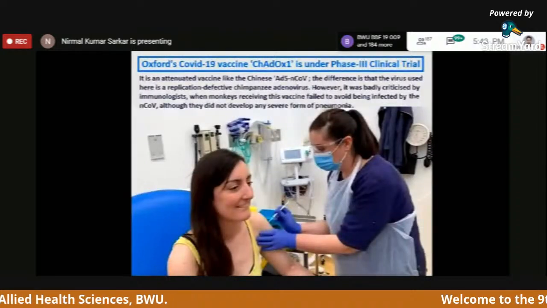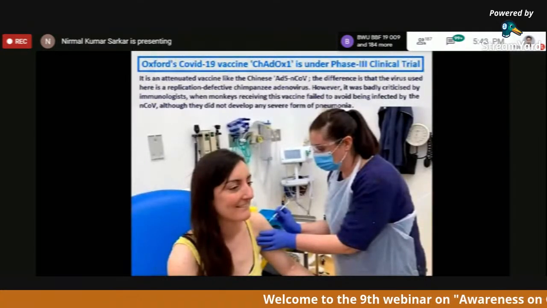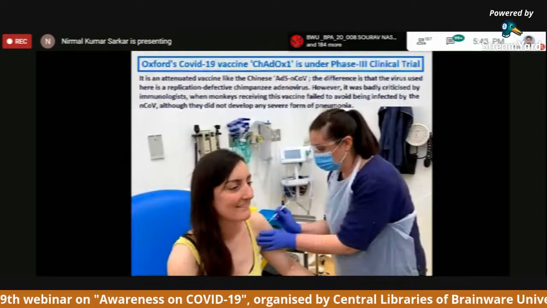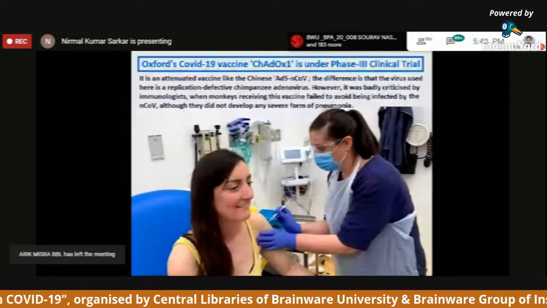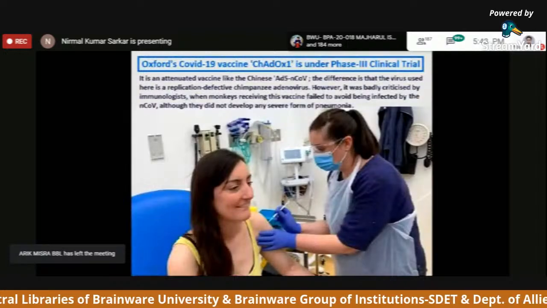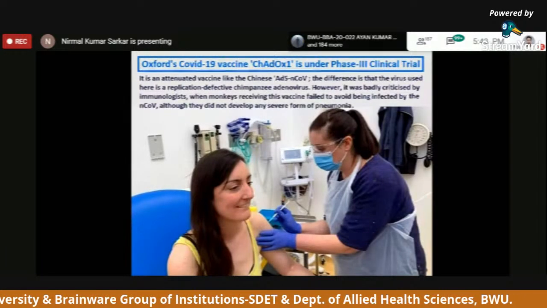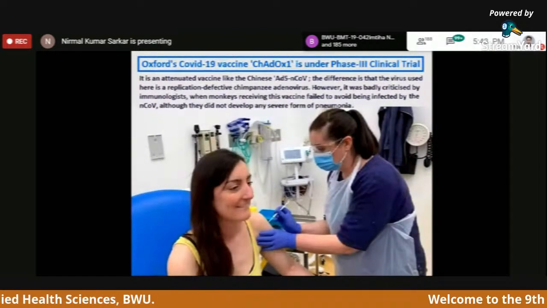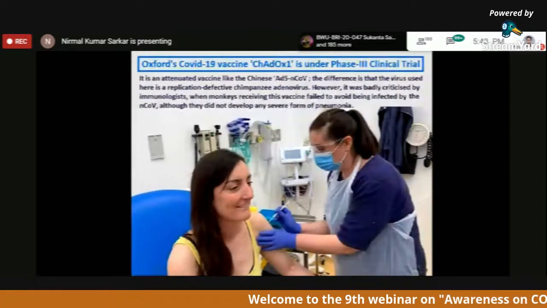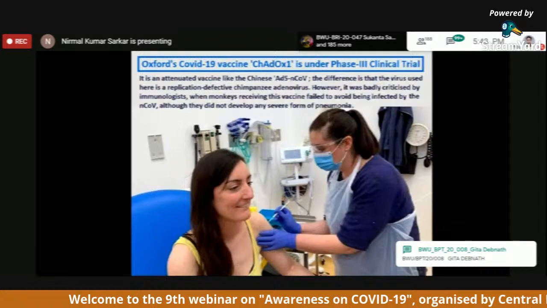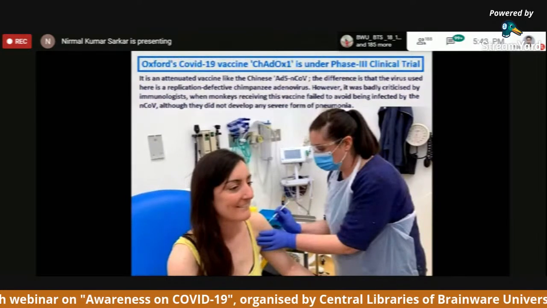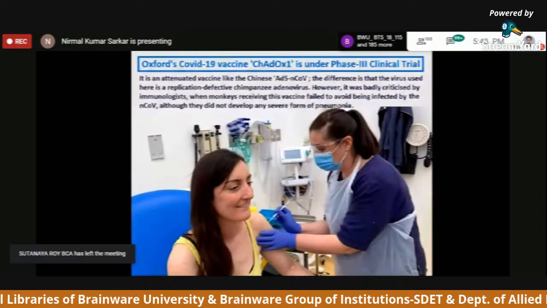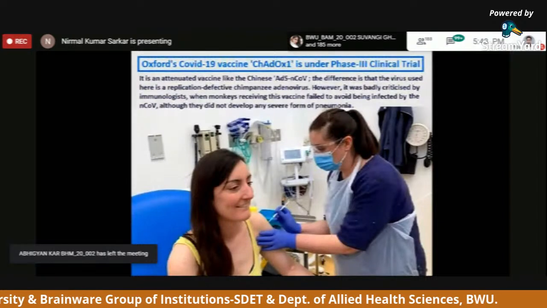Now, Oxford's COVID-19 vaccine, ChAdOx-1, is under phase 3 clinical trial. This vaccine created a lot of hype in social media and electronic media, especially televisions. It is an attenuated vaccine, like the Chinese Ad5-nCoV vaccine. The principle is the same. The only difference is that the virus used here is a replication defective or multiplication defective chimpanzee adenovirus instead of human adenovirus.